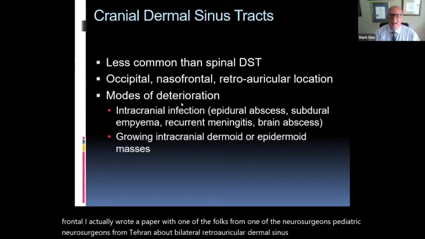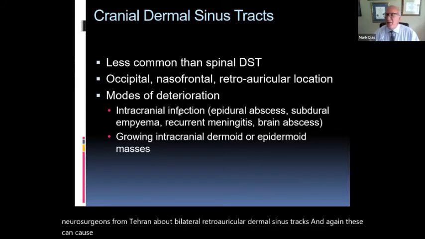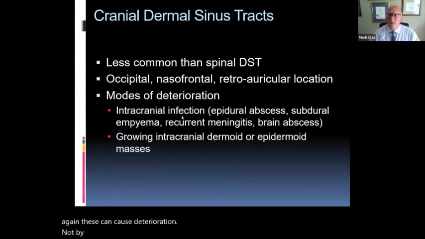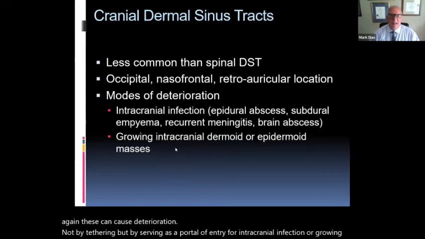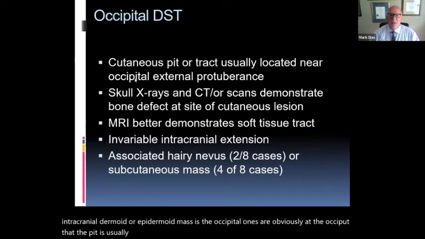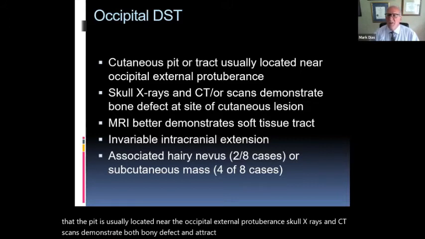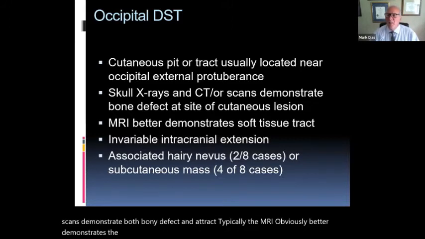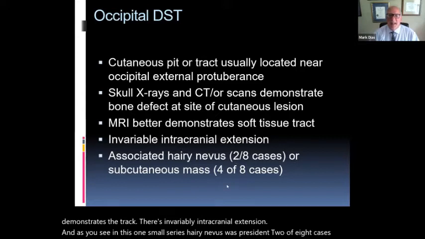And again, these can cause deterioration, not by tethering, but by serving as a portal of entry for intracranial infection or growing intracranial dermoid or epidermoid masses. The occipital ones are obviously at the occiput. The pit is usually located near the external occipital protuberance. Skull x-rays and CT scans demonstrate both a bony defect and a tract typically. The MRI obviously better demonstrates the tract. There's invariably intracranial extension. And as you see in this one small series, hairy nevus was present in 2 of 8 cases and a subcutaneous mass in half of them.